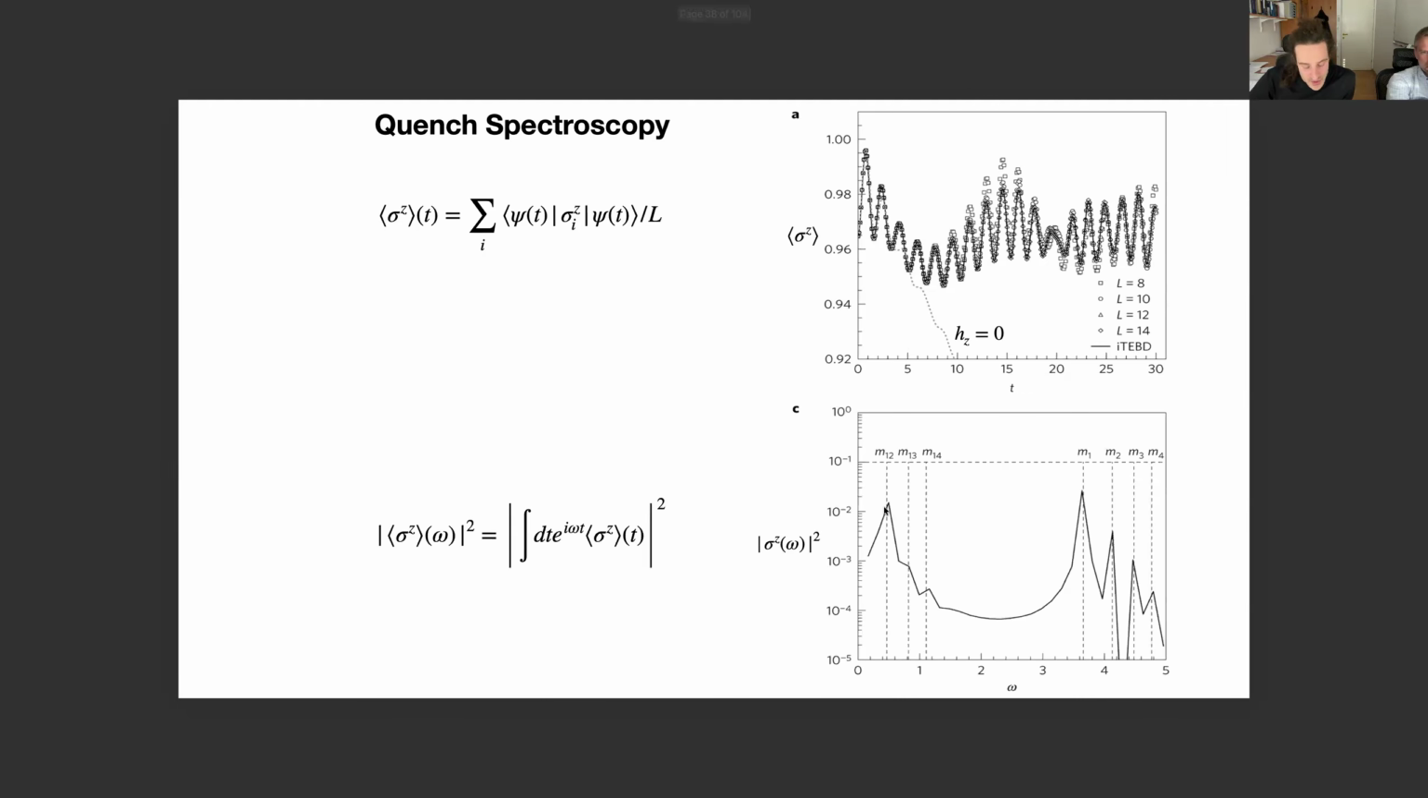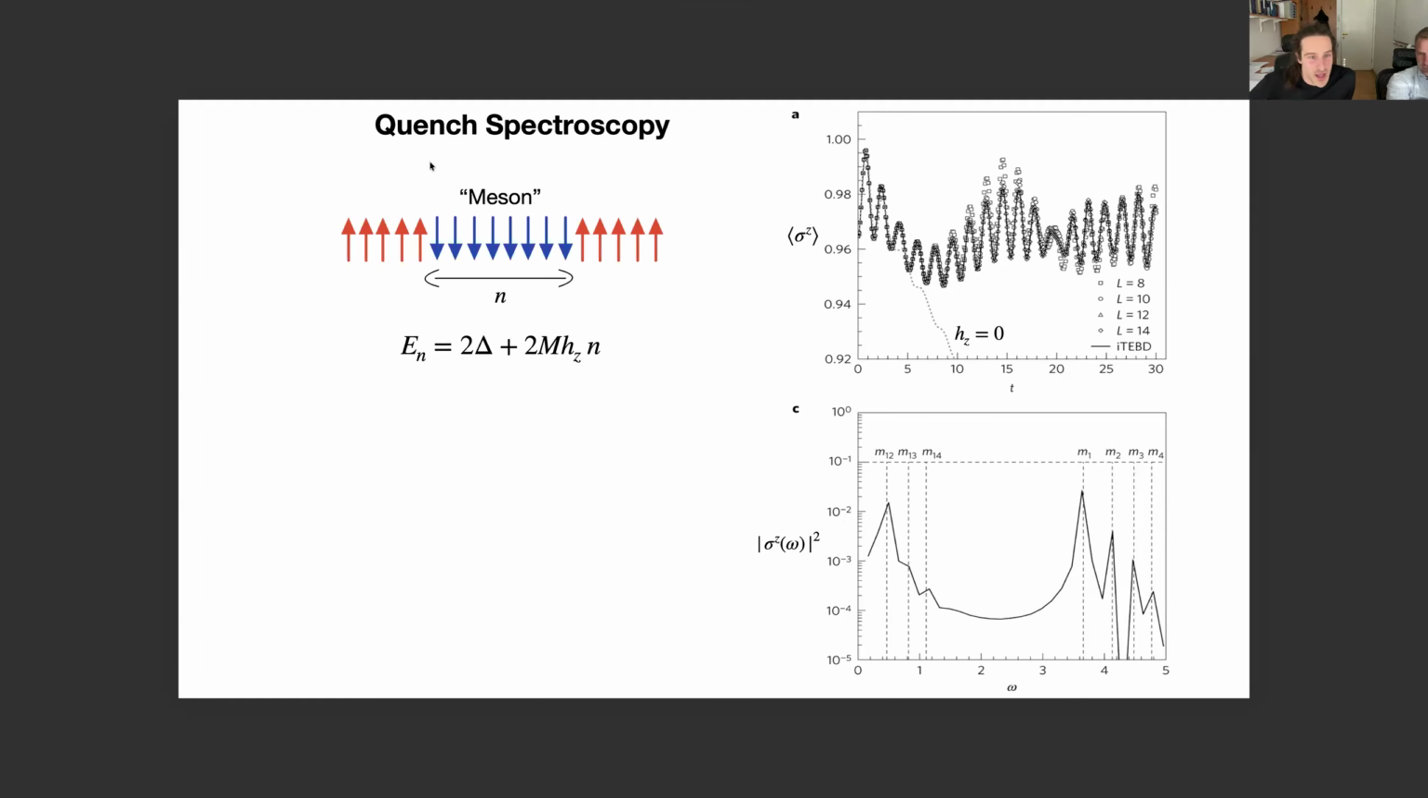And even more, we can actually study this real-time evolution in Fourier space, and you will see that you extract these modes, and these modes we call M because they are connected to the masses of these confined modes that appear when the longitudinal field is different from zero. Okay. And we can basically borrow the terminology from high energy and call them mesons.